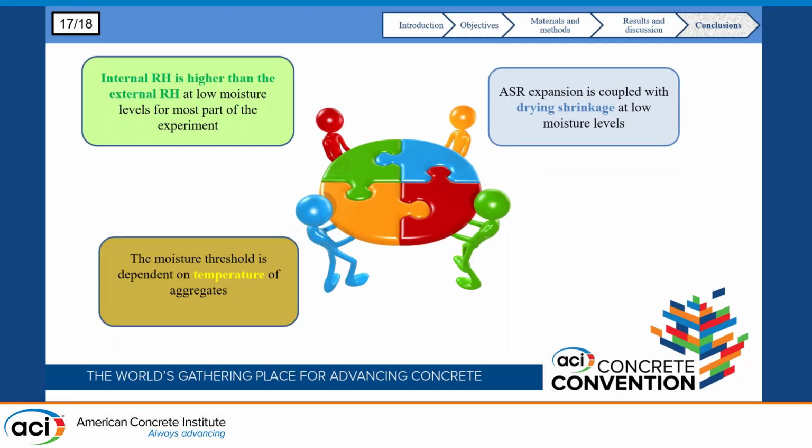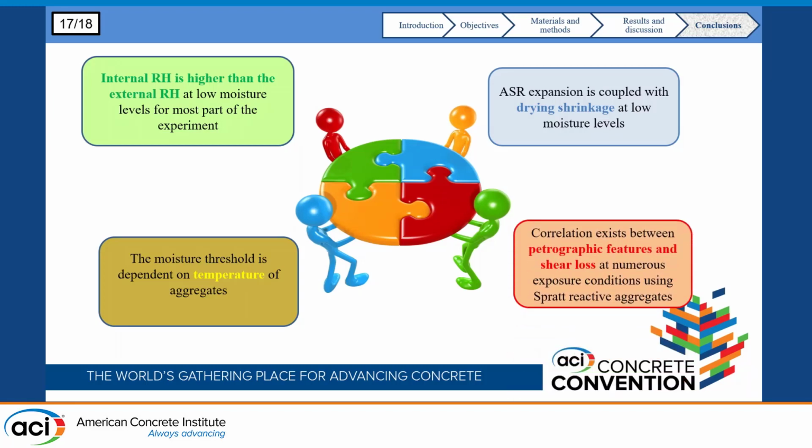Thirdly, going by the expansion results we also presented today, we realize that there's a lot of drying shrinkage at low moisture levels. So we're also working on how to decouple drying shrinkage from the net expansion at low moisture conditions so as to determine the actual expansion that can be attained at low moisture levels. Finally, there exists a correlation between the petrography features and mechanical property losses. So using multi-level assessment techniques will be efficient in assessing the influence of moisture and temperature on ASR-induced deterioration, especially at low moisture levels.